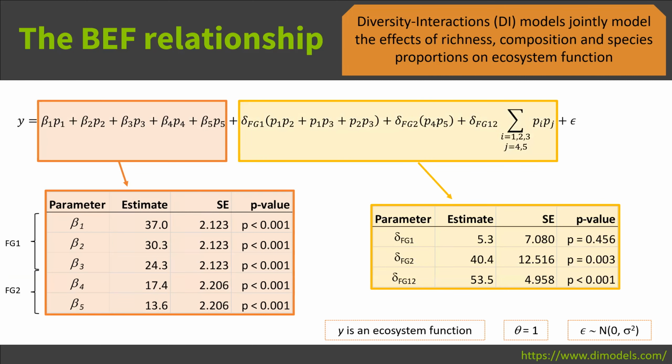Here are the interaction estimates. The interaction between pairs of species from functional group 1 is not significant. There's a strong interaction between the 2 species in functional group 2. And there's a strong interaction for pairs of species with one from each functional group.